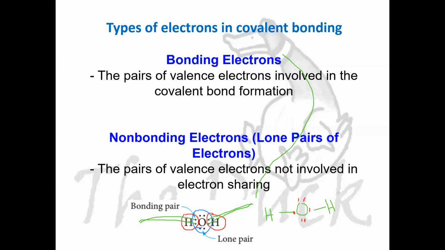So here now we have the electrons. These are the electrons for hydrogen. Hydrogen has 1 electron. If you look at it now, these 2 electrons here are the bonding electrons, and these other 2 pairs of electrons are the non-bonding electron pairs.